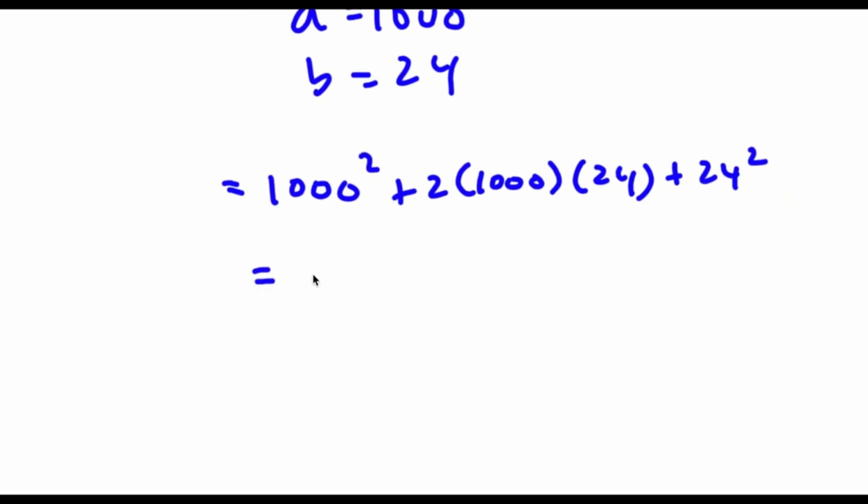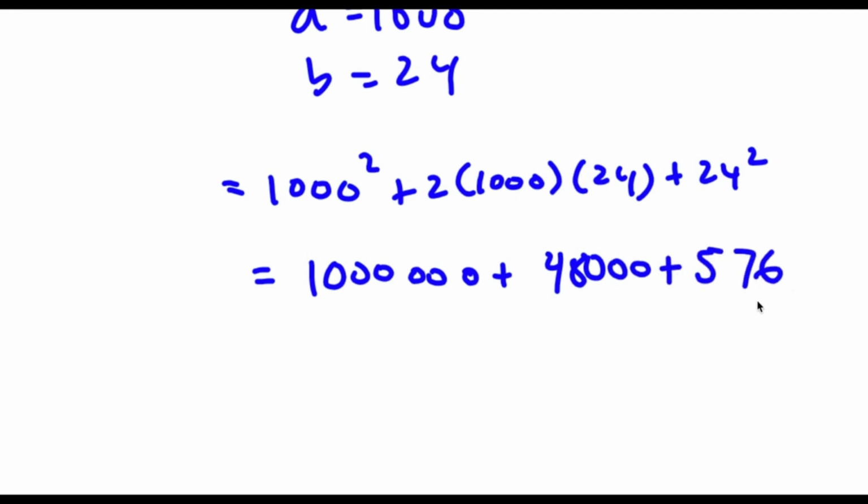Now 1000 squared is simply equal to 1 million, plus, I have 2 times 1000, which is equal to 2000, and 24 times 2000, which is equal to 48,000. So I have plus 48,000 plus 24 times 24, which is equal to 576.